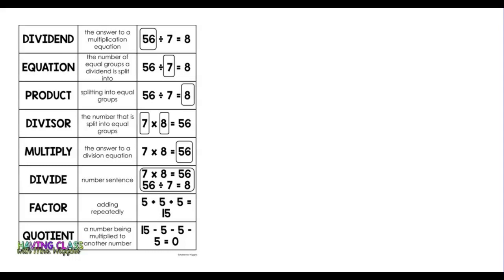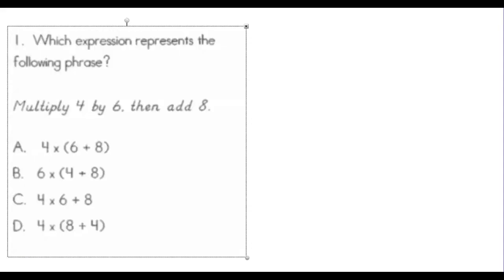I'm not going to turn you loose just today and let you go because I know that you need to be able to follow along with these. It's just pretty much us talking about it that helps solve these problems. It says, which expression represents the following phrase? Multiply 4 by 6, then add 8. Think about that order of operations.